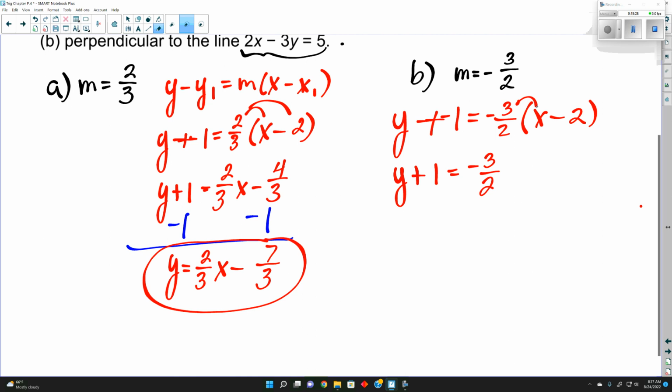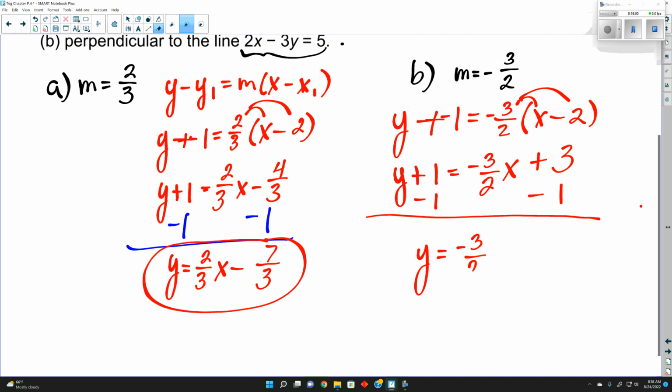we're going to distribute. Well, we'll get negative 3/2 x. So negative times a negative makes a plus. What's negative 3/2 times 2? Well, 3 times 2 is? Yeah, 6. 6 divided by 2 is 3. Well, the 2 and 2 would cancel, leaving us with 3. And last but not least, we need to subtract 1, telling us y is equal to negative 3/2 x plus 2. That's it.